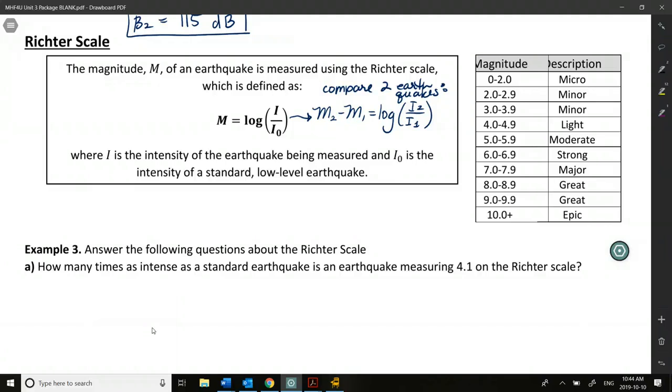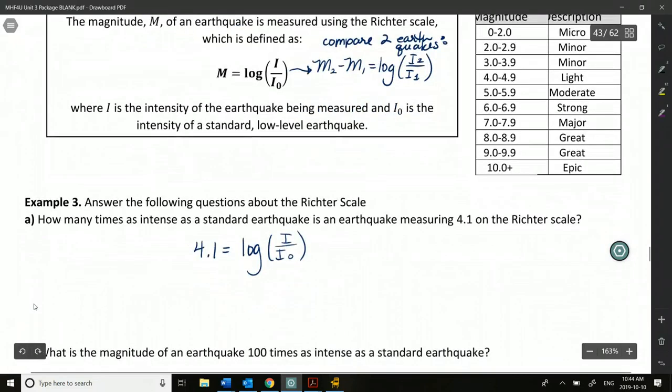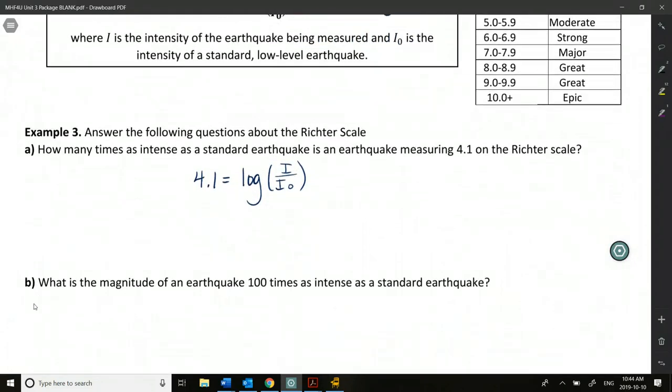Okay, so example 3A says: how many times as intense as a standard earthquake is the earthquake measuring 4.1 on the Richter scale? So this formula measures against that standard low-level earthquake. So again, I'm looking for the ratio of the intensities of those earthquakes. If I plug in my magnitude here, I'm really just looking for how that intensity compares to the intensity of that standard low-level earthquake. So how do I solve for I over I initial? How do I get that out of the logarithm?